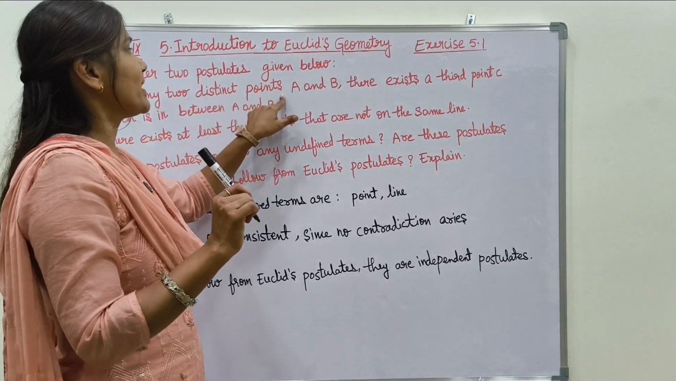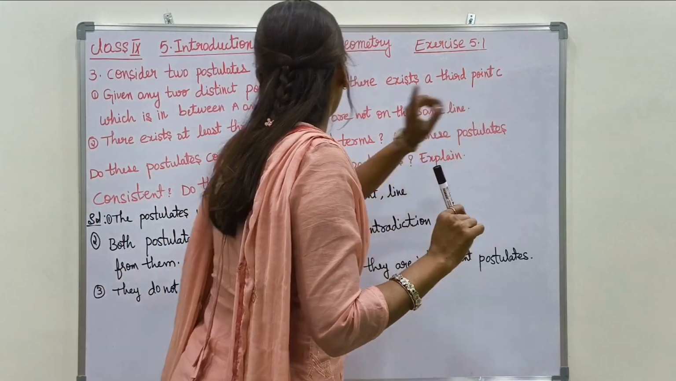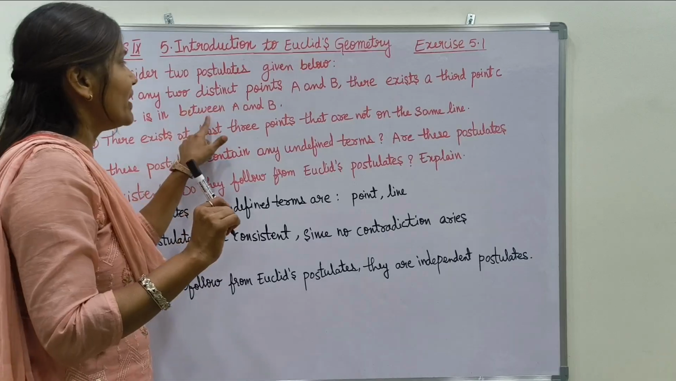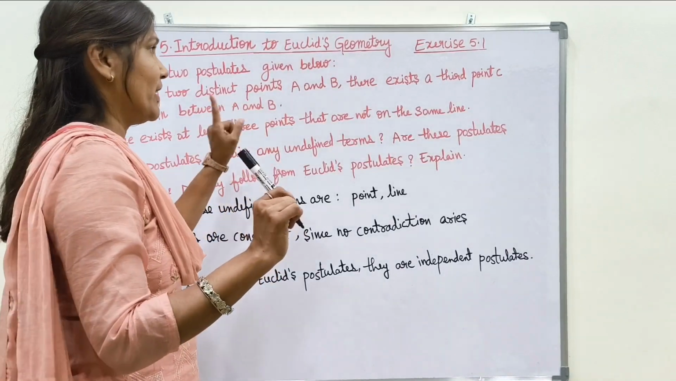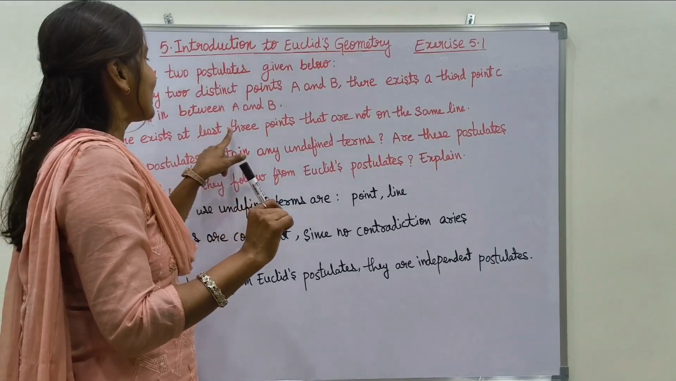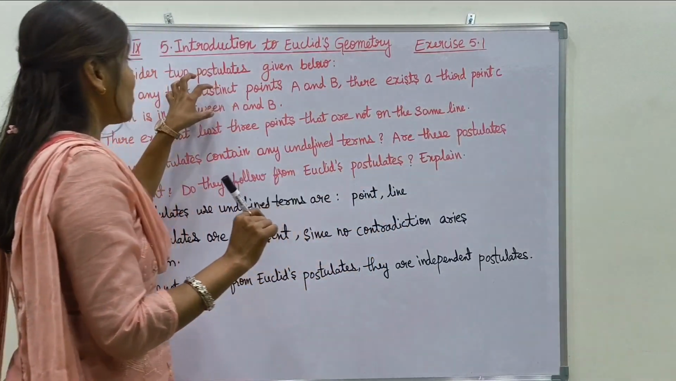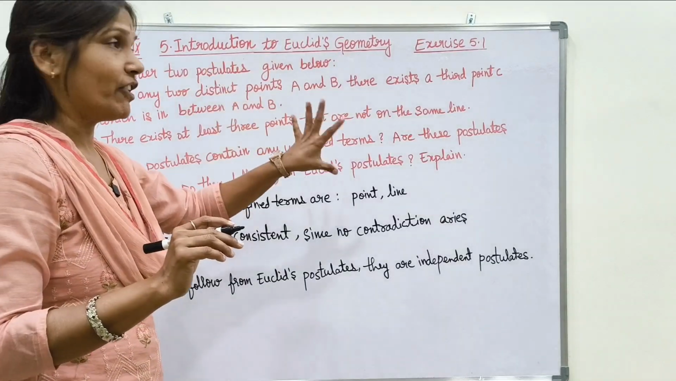Given any two distinct points A and B, there exists a third point C which is in between A and B. This is postulate 1. Second, what is given? See, there exists at least 3 points that are not on the same line. These two postulates we will understand and we will draw the diagram.